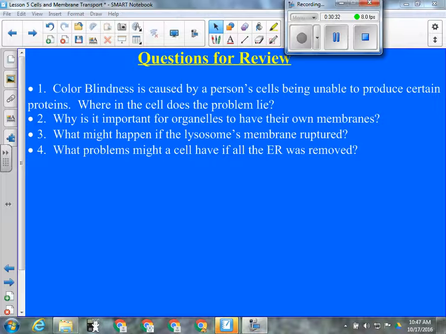Number 2, why is it important for organelles to have their own membranes? So each one can have its own proper environment for its function. What was the big long word we used for that? Started with C. I'm sure someone can look it up.